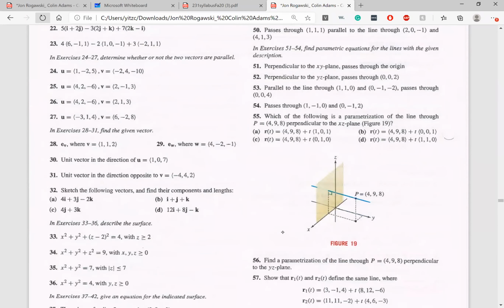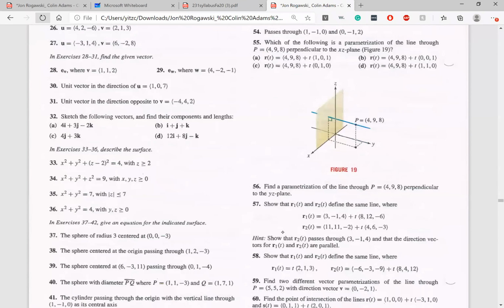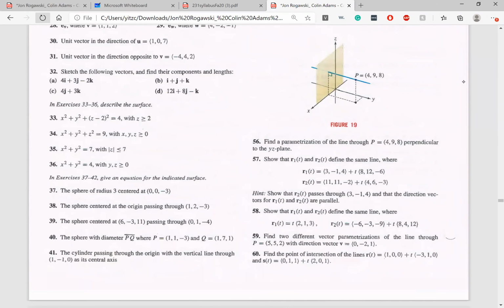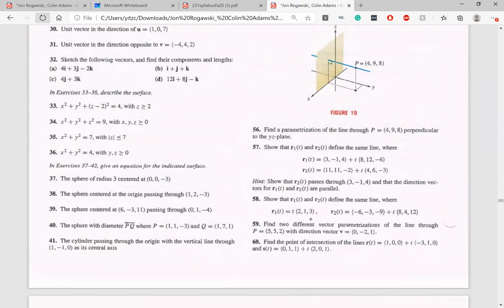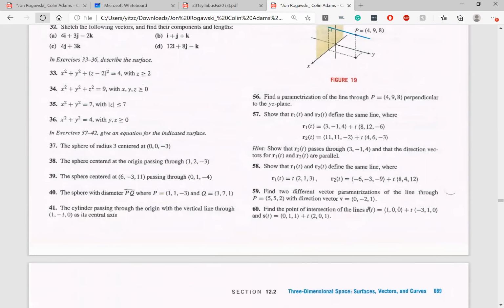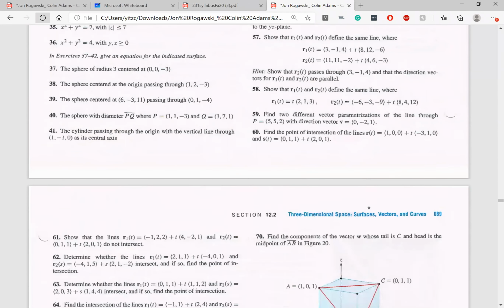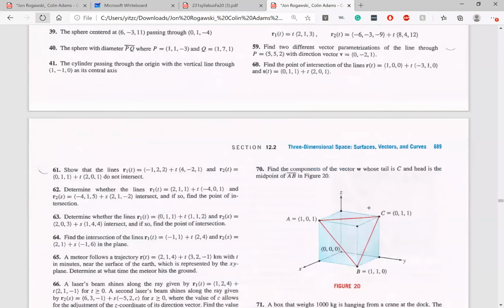Okay, so definitely any one of these questions so far that I've seen can appear on the quiz. Show the two things define the same line. So definitely that type of stuff can definitely appear on the quiz.